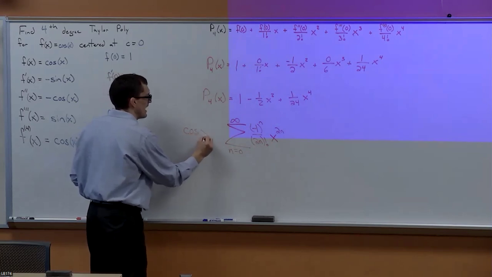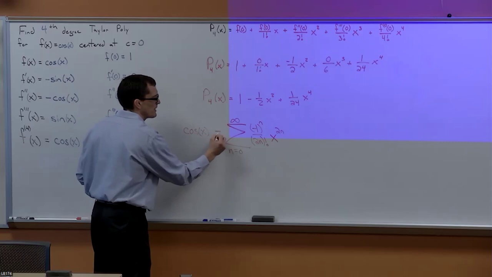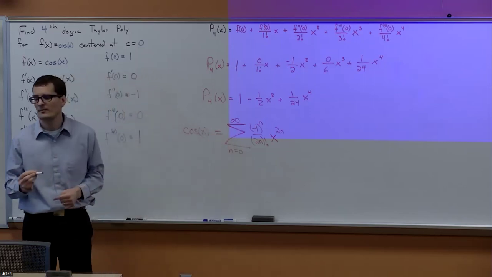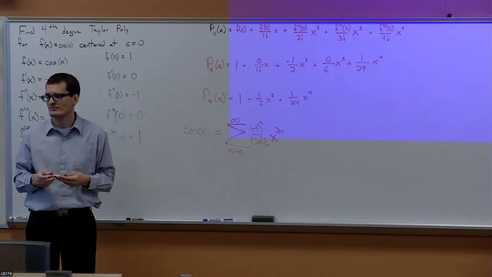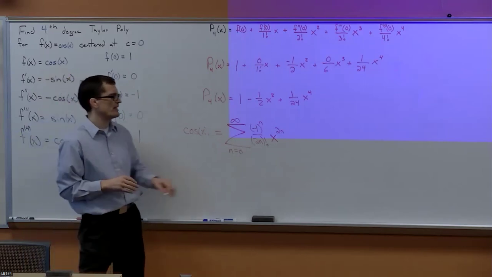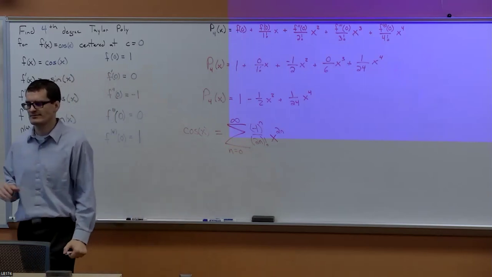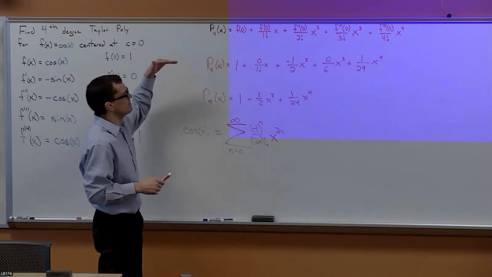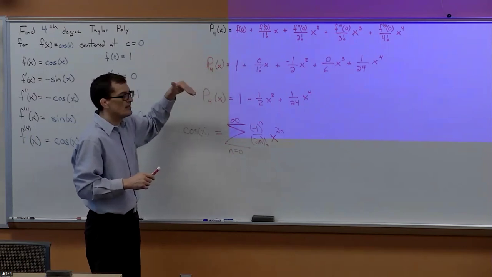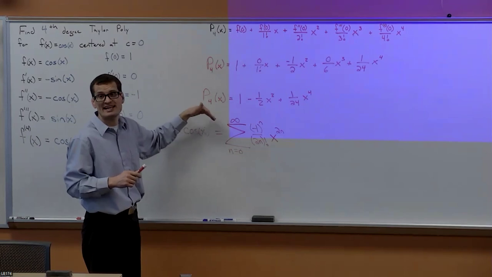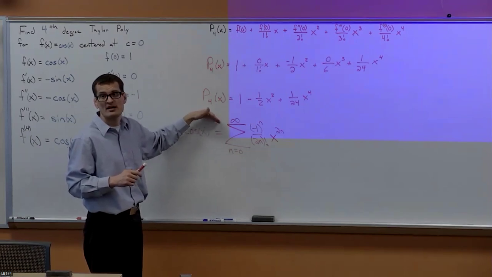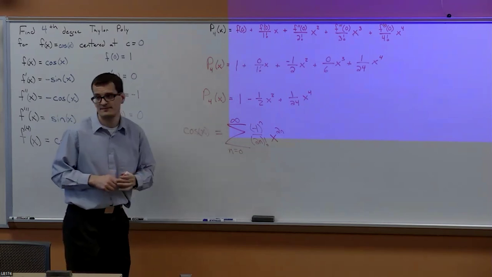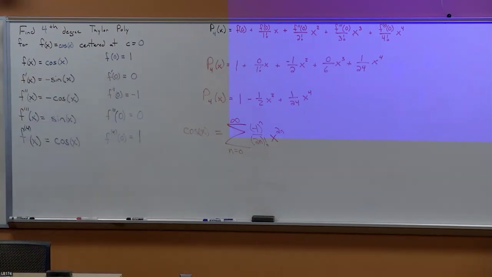So cosine of x can be written as this infinite series on this interval of convergence. Once we've found a pattern, the Taylor series is just that pattern summed up to infinity. Let me give you another example.